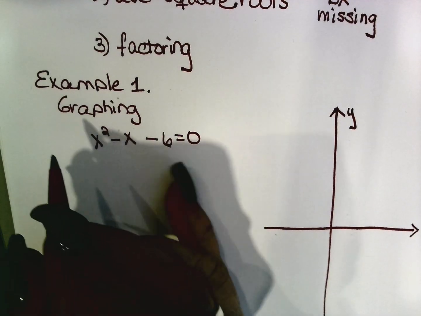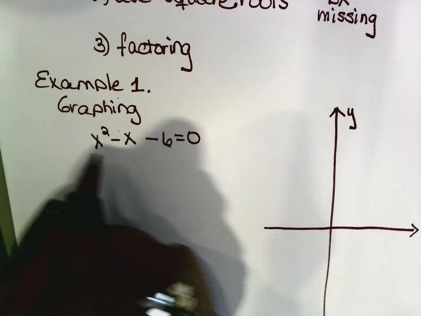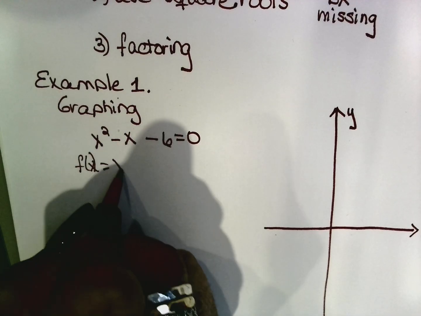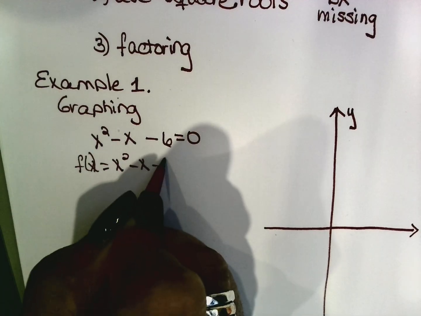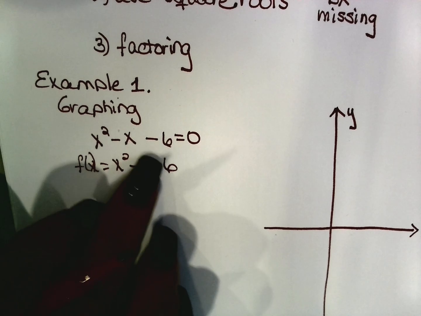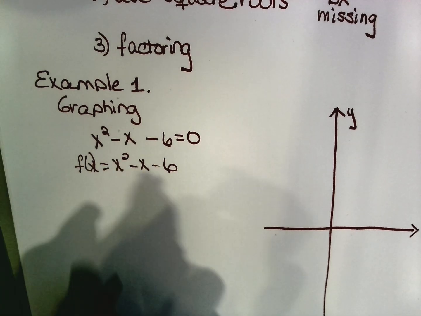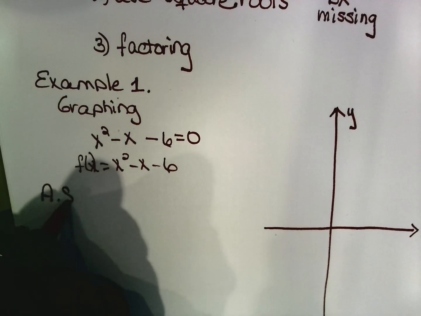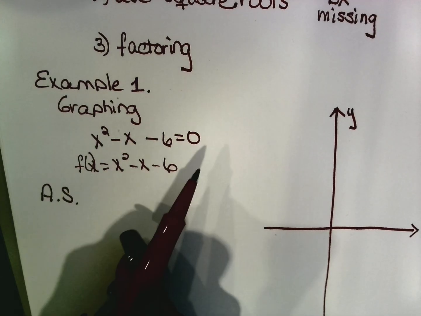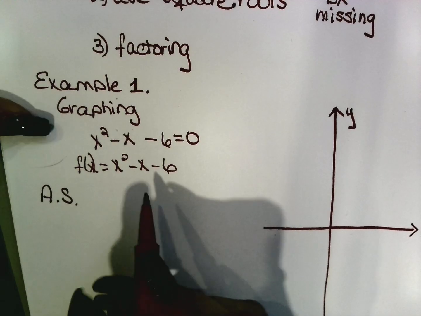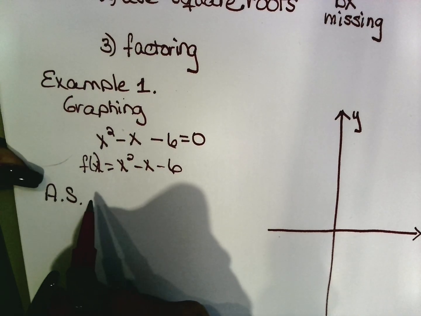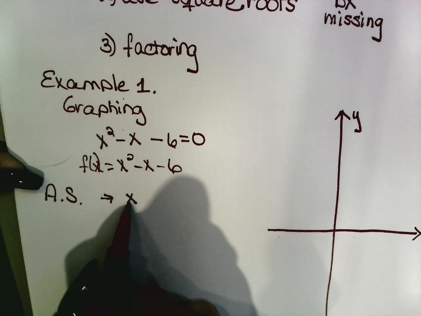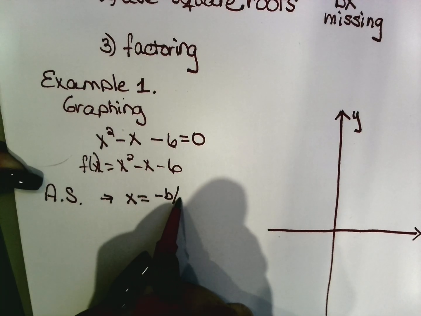And just like we did it as a function, remember, as a function, this looked like f of x equals x squared minus x minus 6. So we're just going to solve this the same exact way. We're going to find the axis of symmetry. The only thing here is that the function is being set to 0, the value of the function. So we're looking for those zeros. So the axis of symmetry is going to be x equals negative b over 2a.